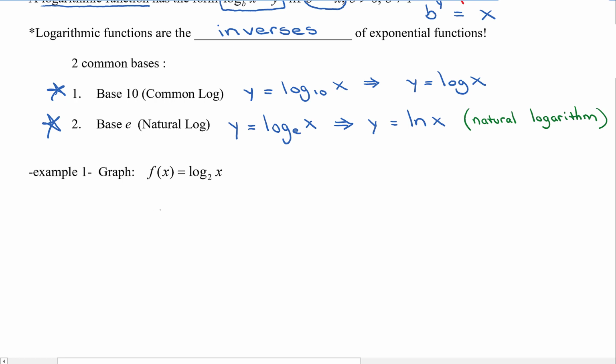Now when I rewrite this in exponential form, I'm going to circle my base. I'm going to draw an arrow going across to the other side of the equal sign in a circular motion. In this case, we're going clockwise. So it's going to be 2 raised to the y power is going to be equal to x.